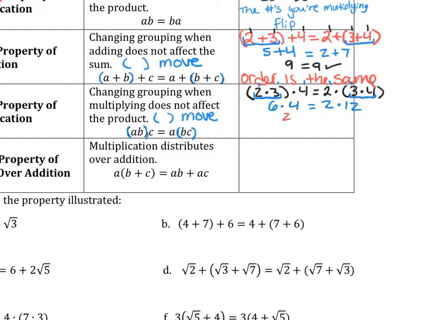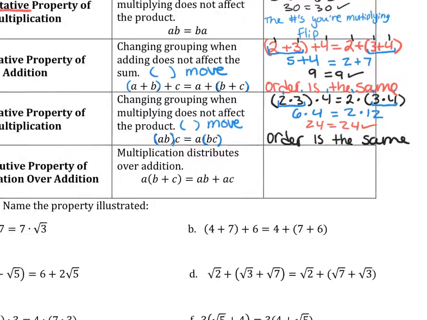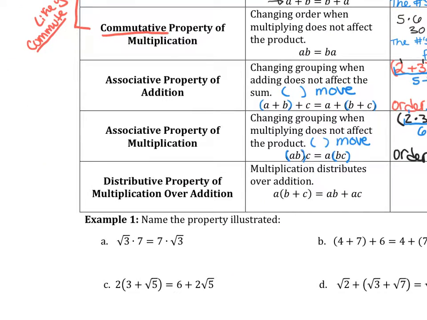And either way, we get 24 on both sides. And the order is still the same. Okay, so if the order is changing, it's the commutative property. If parentheses are moving, it's the associative property. If you want to think about it with the associative, the parentheses are associating two variables together, they're grouping them together. So whenever the parentheses move.